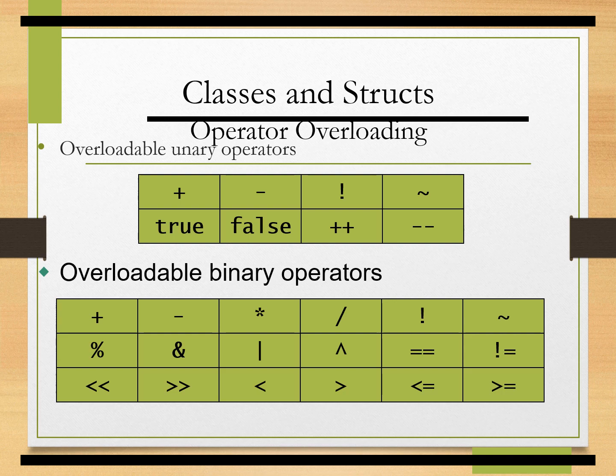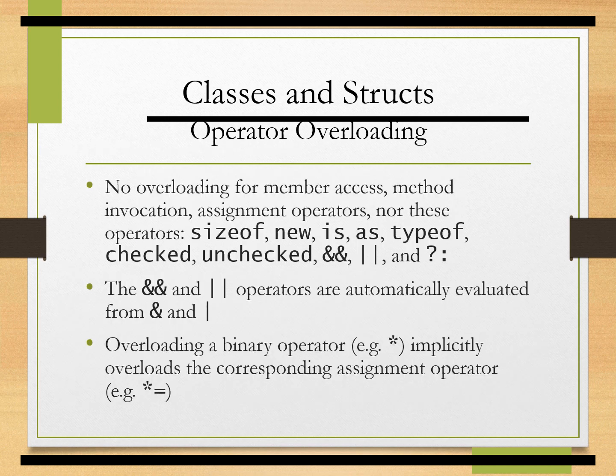Overloadable unary operators: a unary operator is a single operator used with multiple functions, such as plus, minus, and exclamation. Plus is a true operator, minus is a false operator, plus-plus is the increment operator, and minus-minus is the decrement operator. For the binary operators, particular symbols will be used. Operator overloading is the method used with a new type, and type checking errors come from it.